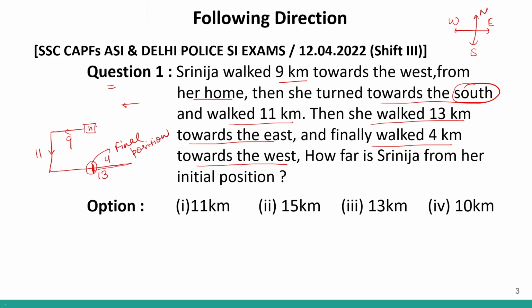Okay. So clearly, this is the distance between the house and the final position. How? Because if this line is equal to 13, this line is equal to 13, and this line is equal to 4, that means this line will be equal to 9. So this line will be equal to this line, which is 11 kilometer. So our answer will be option number 1, 11 kilometer.